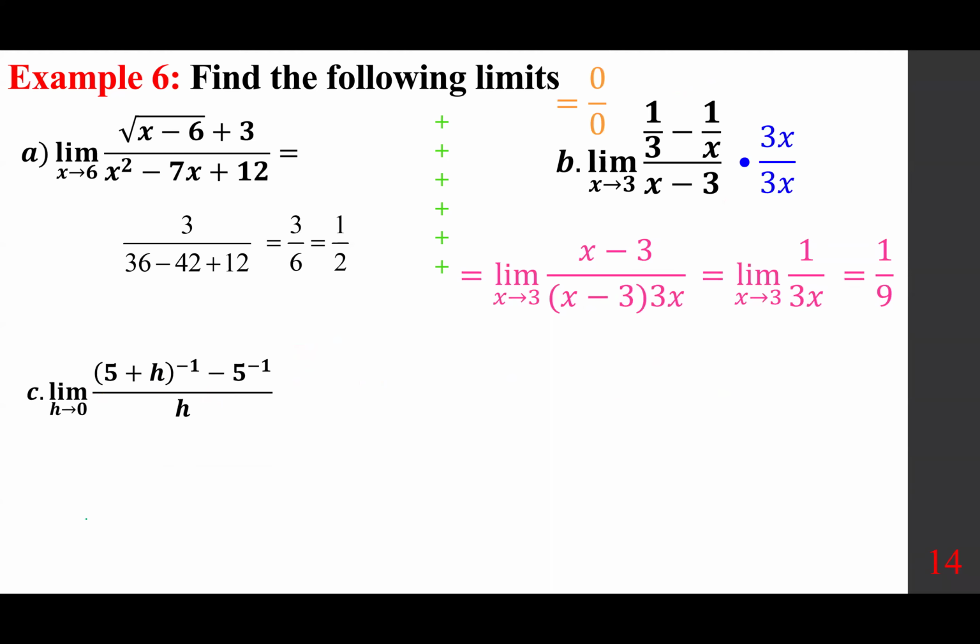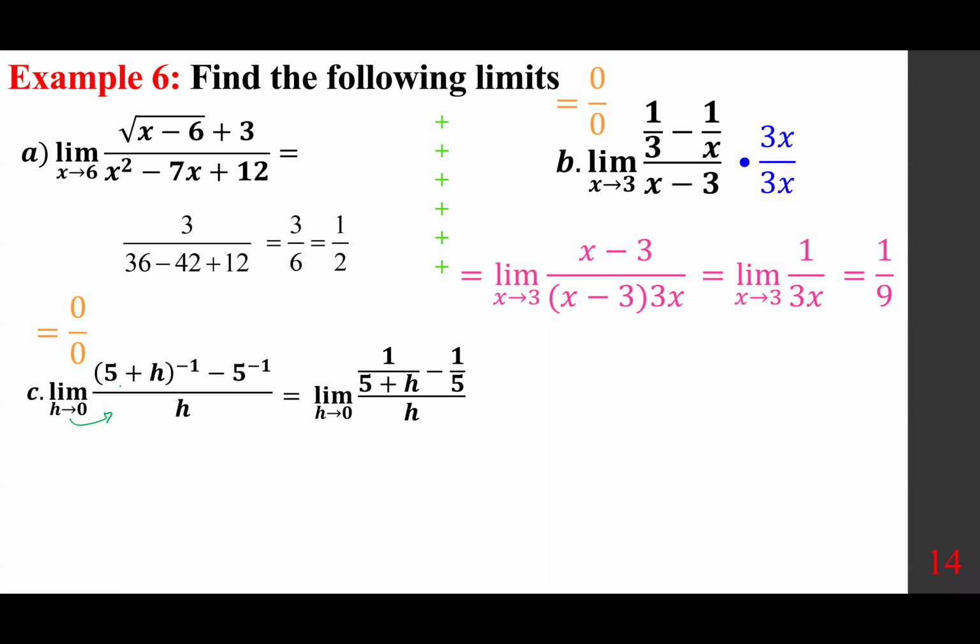The limit of 5 plus h to the power minus 1 minus 5 to the power minus 1, over h, as h approaches 0. I hope you see that if you plug in, you get 0 over 0. So the technique is to rewrite it. You recognize 5 plus h to the power minus 1 as 1 over 5 plus h, 5 to the power negative 1 as 1 over 5. And we are back with the same situation as part B.